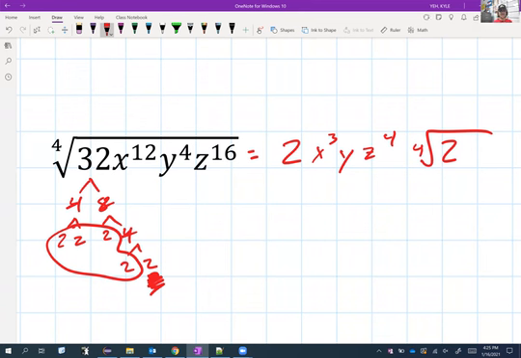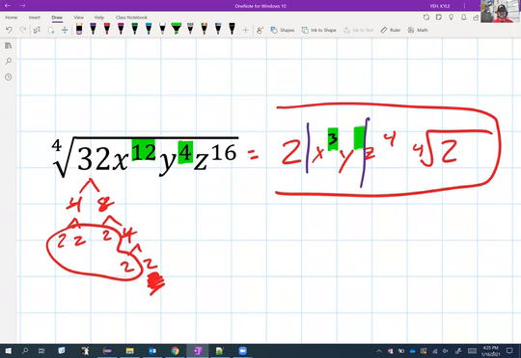Last thing to check, any absolute value needed. Did I go even to odd anywhere? It looks like I went even to odd with my x's, even to odd, invisible 1 there, with my y's, even to even with my z's. So all that needs absolute value would be the x cubed y. 2 times the absolute value of x cubed y times z to the 4th times the 4th root of 2.